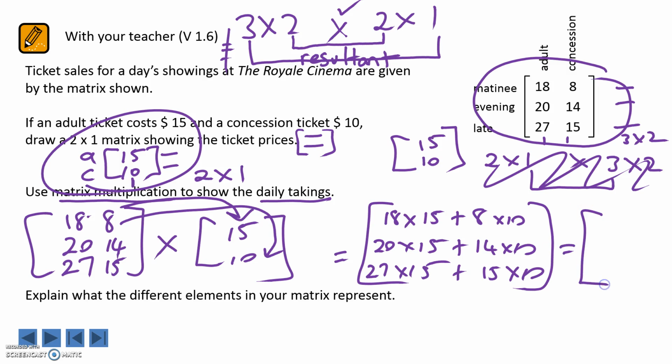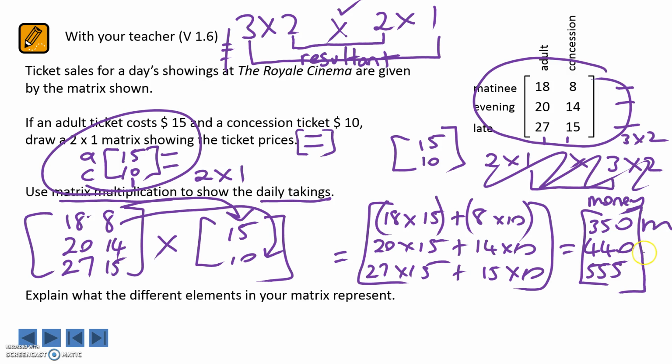And then if we were to solve that, 18 by 15 plus 8 times 10, put them in brackets so you know which bit goes first. That would be $350. Then the second row would be $440. And then the third row would be $555. So we've got that. What does that actually mean? So that's about the money, the tickets coming in. Okay, so that's for the matinee, that's for the evening session, and that's for the late session.